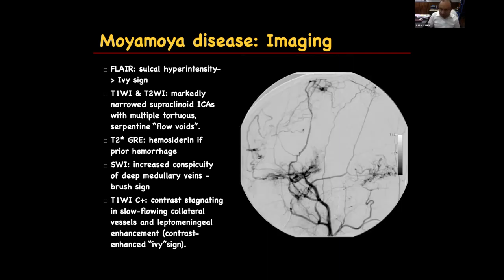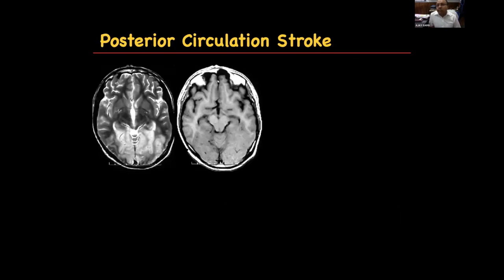What is the finding in this? There is T2 hyperintensity involving the bilateral parieto-occipital region. Whenever you describe a hyperintensity, always describe whether it is involving the cortex or gray matter, or white matter. It is predominantly involving the cortex. It's involving both gray and white matter. So these are the PCA infarcts.